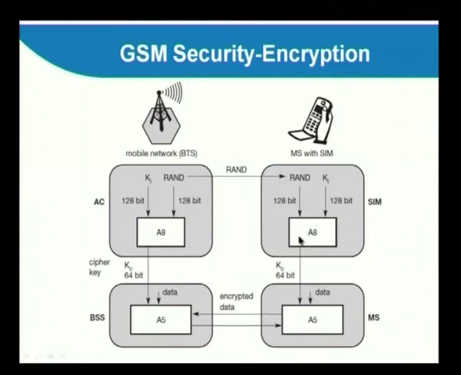Now using the same A8, the SIM card should be able to generate the KC. So using the KC, the data is encrypted in both directions. So now you can understand the A5. A5 is an algorithm used in the mobile station as well as in the network part. So using the A5 algorithm, the network as well as the SIM card is encrypting the data.